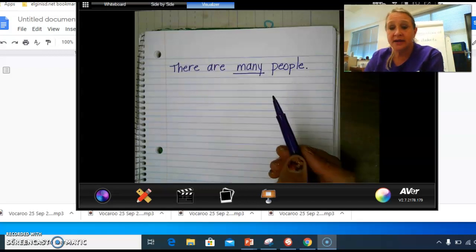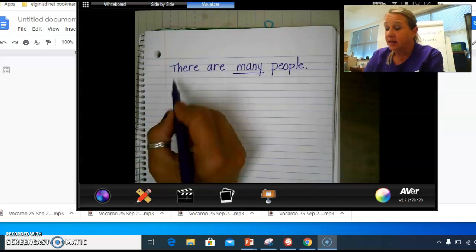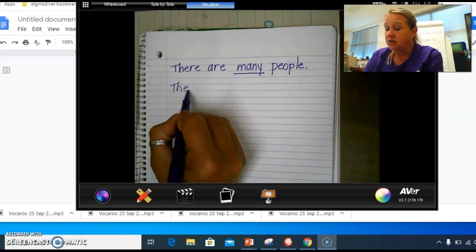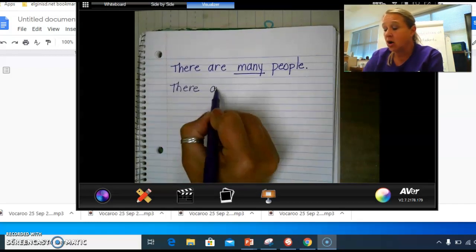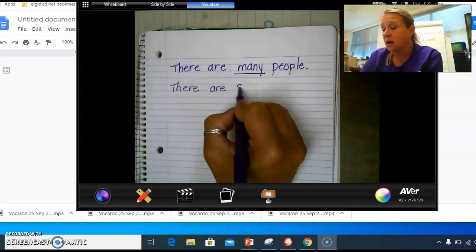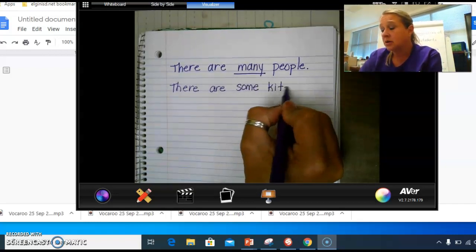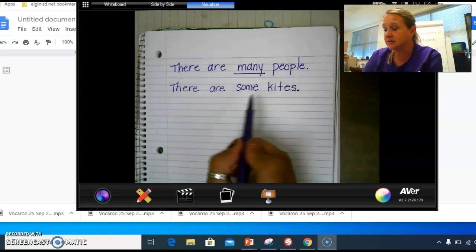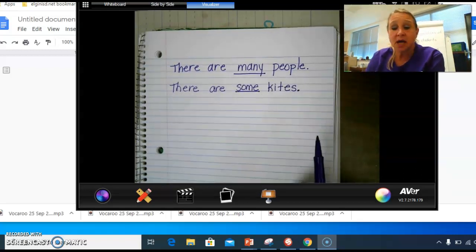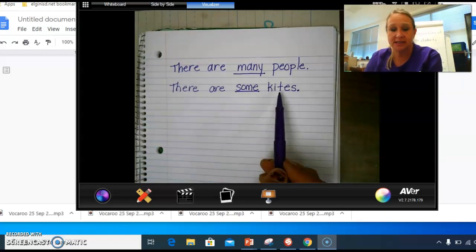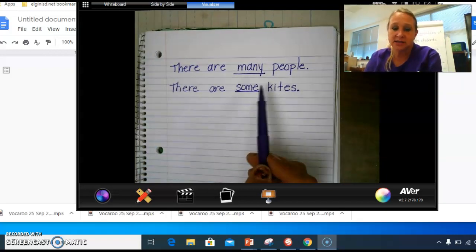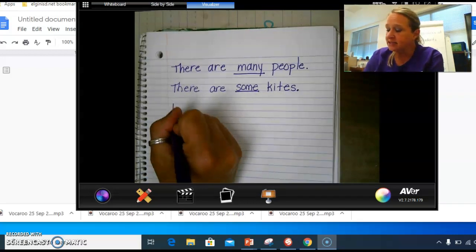All right, so something else in the picture that you see. There are some kites. Some is the adjective that describes quantity of kites. How many kites? Some kites. Okay? Now, one more sentence.